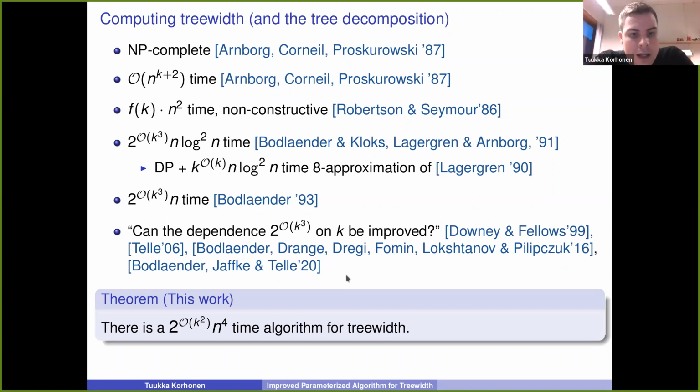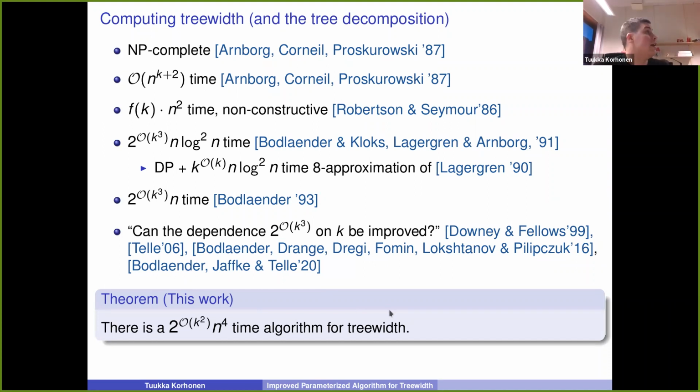So we give an algorithm where the dependency on k is exponential in k squared instead of k cubed, but the dependency on n is quite a lot worse. But anyway, this result breaks this over 30-year-old barrier of exponential in k cubed versus exponential in k squared.